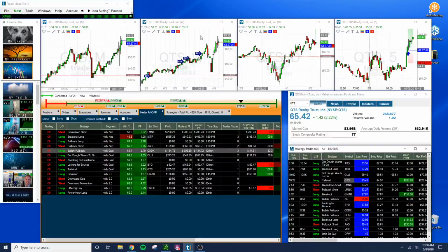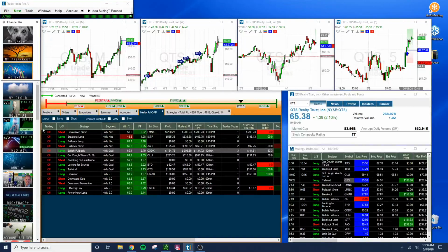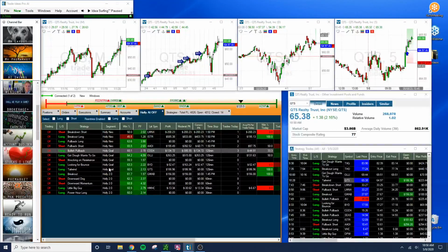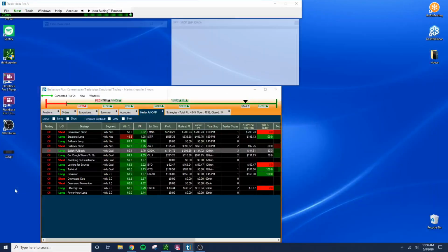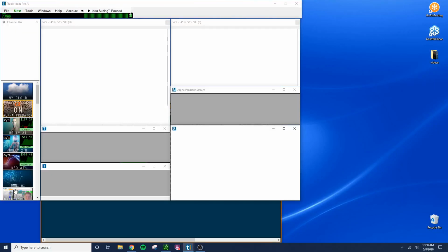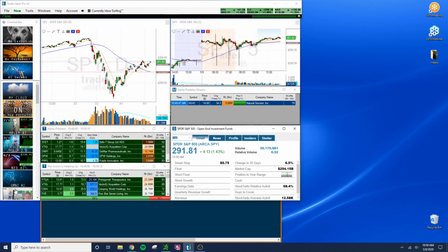Dexter, if you already downloaded the software, you'll be good to go for the test drive. There's nothing you need to do to set up. You can see here this channel bar along the left on my screen. All of these channel buttons are pre-configured layouts for you to use. You just click on any one of these channels, let's say the Alpha Predator channel, and it'll load a pre-configured layout. These are great layouts to get you started, okay?